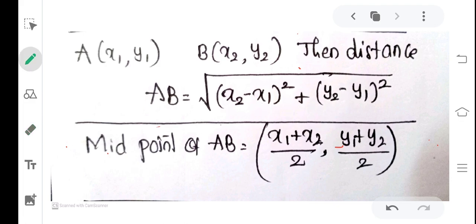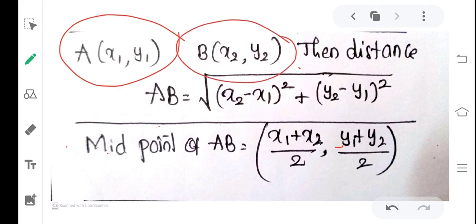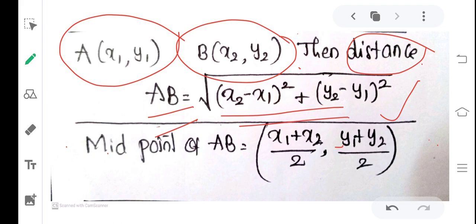So we have the formula to find the distance between the 2 points, where A (x1, y1) is the first point and B (x2, y2) is the second point. The distance between the 2 points is AB equal to square root of (x2 minus x1) whole square plus (y2 minus y1) whole square. This is a very important formula. You should make a note of it. That means we use this formula to find the distance between the 2 points.